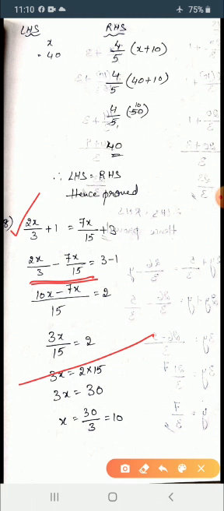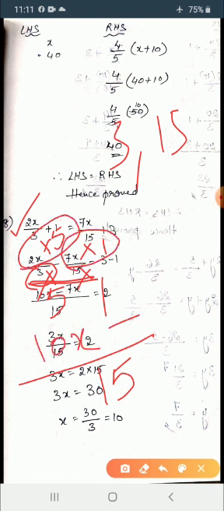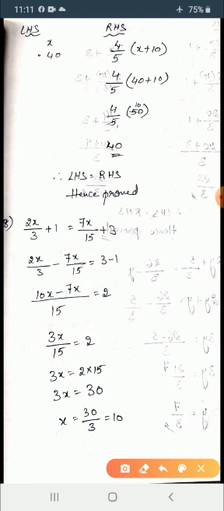Always take LCM first. For 3 and 15, if you take LCM, you are going to get 15. 3 into which number gives you 15? 3 5s are 15, right? And 15 into 1 gives you 15. So the same numbers you are going to multiply to the numerator also, into 5 and into 1. So 5 2s are 10x minus 7x into 1 is 7x. So when you solve it, you will be getting 3x by 15. So here I have written 3x by 15. Here 3 minus 1 is 2.